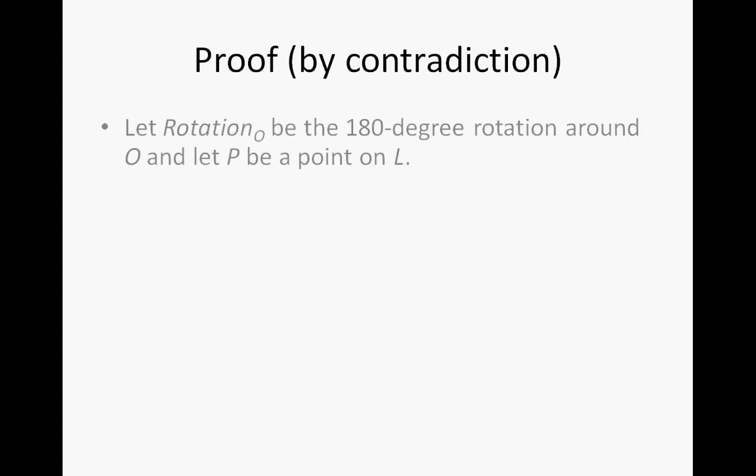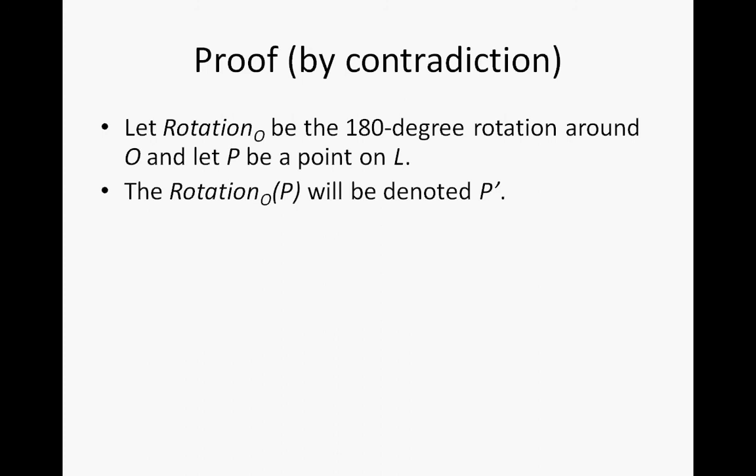So let's prove this, and we're going to prove it by contradiction. To contradict something means to try to prove it not true, and in the end it's going to end up being true because it's not going to work. So let rotation around O be the 180 degree rotation around O, and let P be a point on L. Okay, so now we're talking about a point on L.